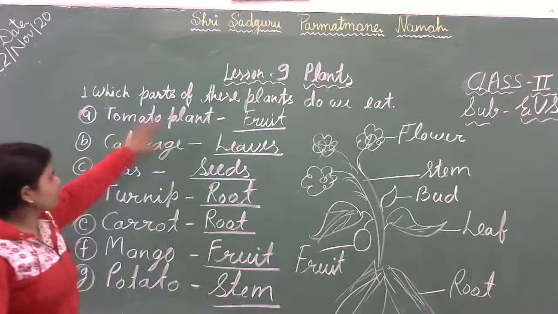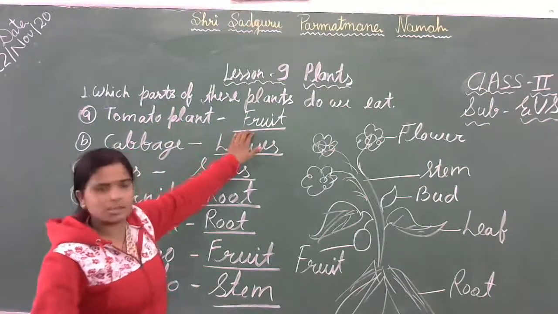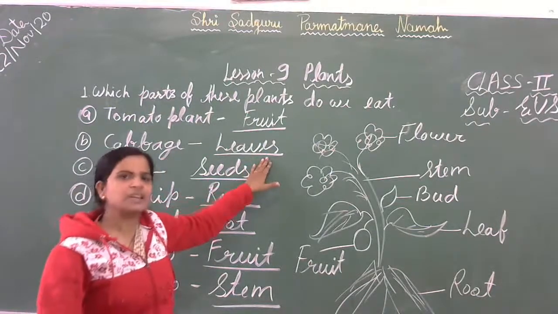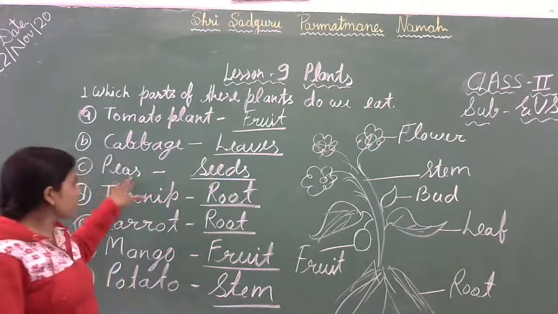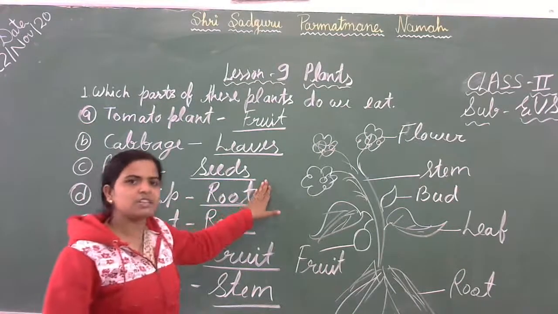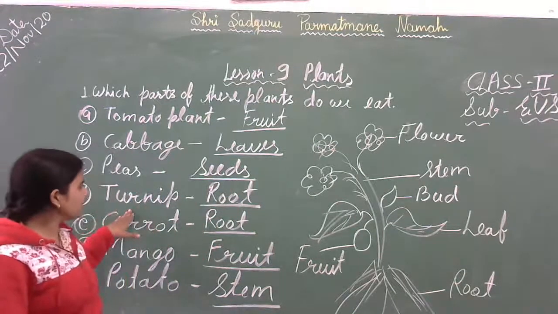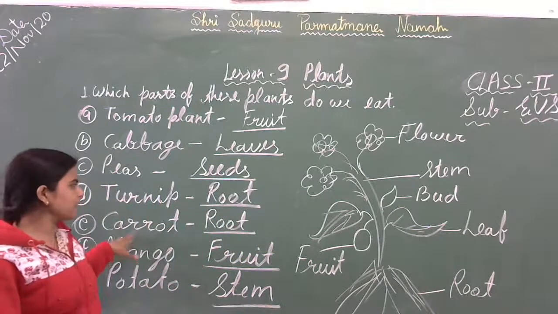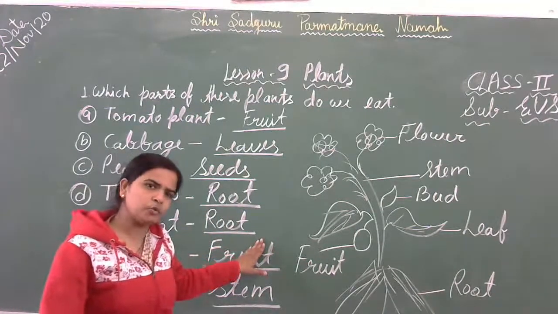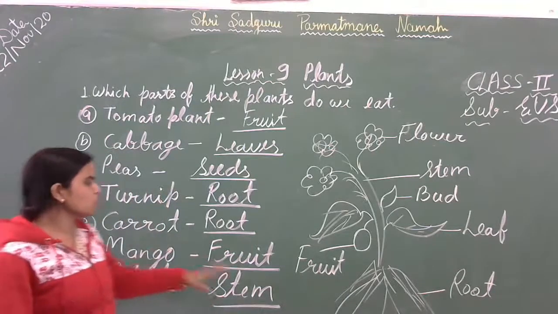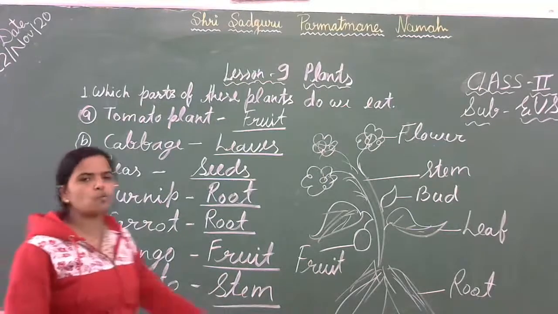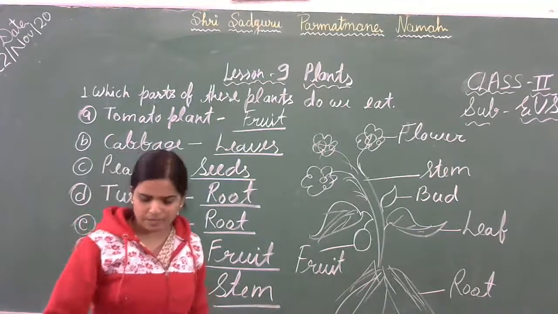So tomato plant, we eat fruit part. Cabbage, we eat leaves part. Peas, we eat seeds part. Turnip, we eat root part. Carrot, we eat root part. Mango, we eat fruit part. Potato, we eat stem part.